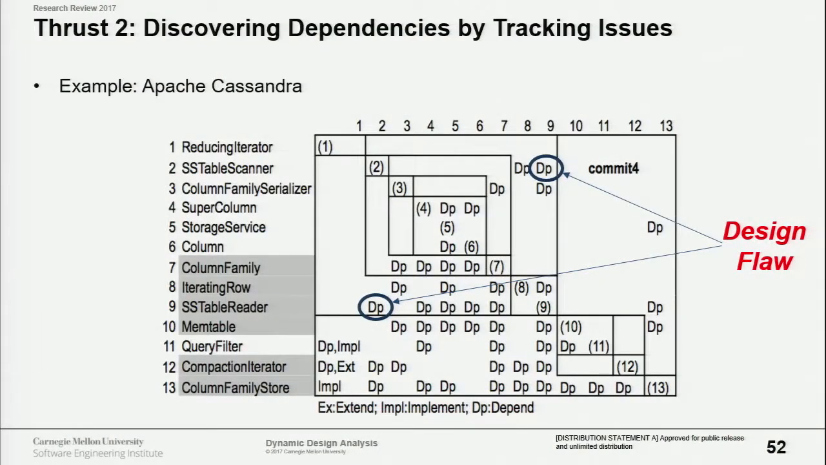So again, looking back at Apache Cassandra at issue 436, here's a design flaw where you can see that SSTableScanner depends on SSTableReader, and SSTableReader depends on SSTableScanner. There's a cyclic dependency between these two files, high coupling, always a bad thing, and this in fact did result in lots of bugs such as the issue 436.